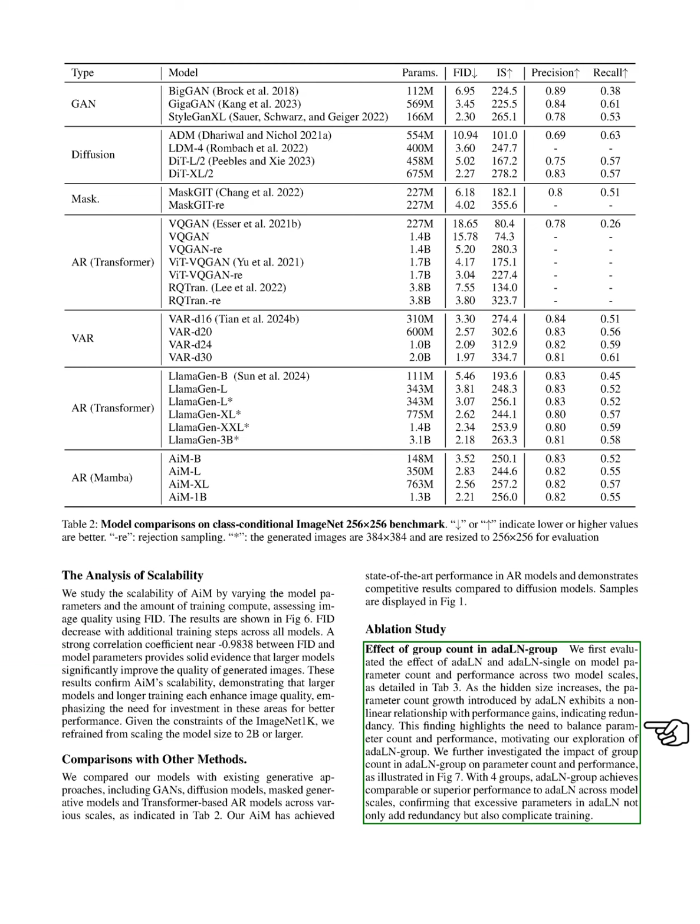Lastly, we evaluated the impact of AdaLN and AdaLN-single on model parameters and performance across two scales. As the hidden size increased, the growth in parameters from AdaLN showed a nonlinear relationship with performance improvements, indicating redundancy. This finding emphasizes the need to balance parameter count and performance, leading us to explore AdaLN-group. We further analyzed how the number of groups in AdaLN-group affects parameter count and performance, finding that with 4 groups, AdaLN-group performs comparably or better than AdaLN across scales, confirming that excessive parameters in AdaLN can complicate training without significant benefits.